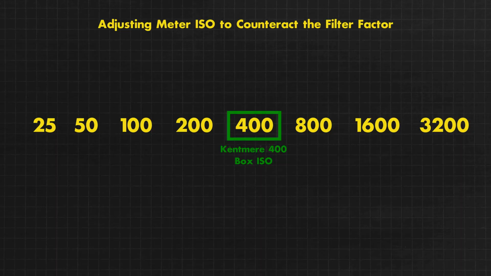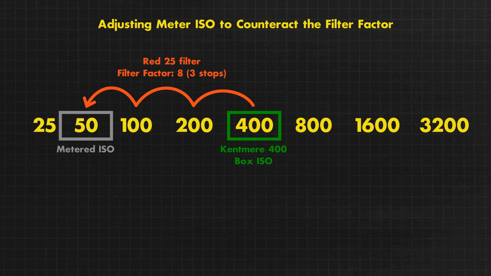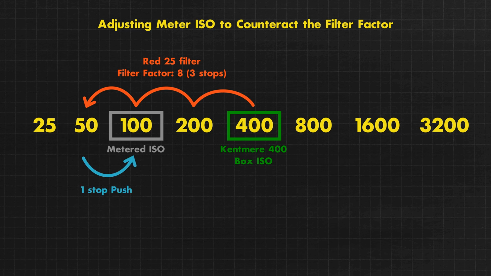The easiest way to do this is just by reducing your ISO the correct number of stops. In this case, taking me from 400 ISO down to 50. But because double-digit ISOs make me deeply uncomfortable, I just decided to push the whole roll 1 stop, so my working ISO was 100.